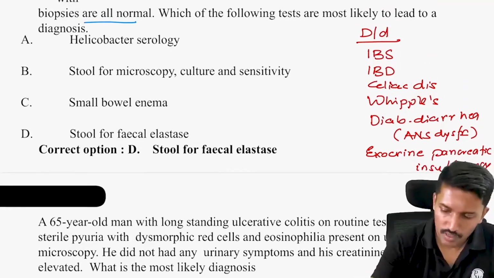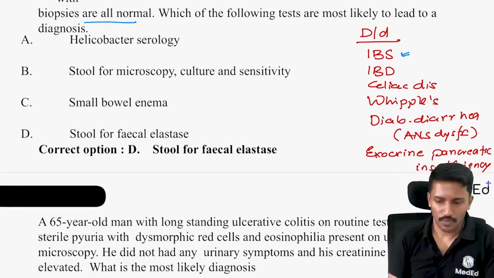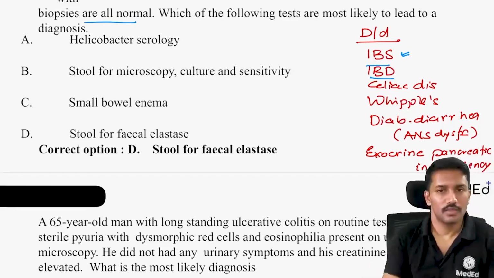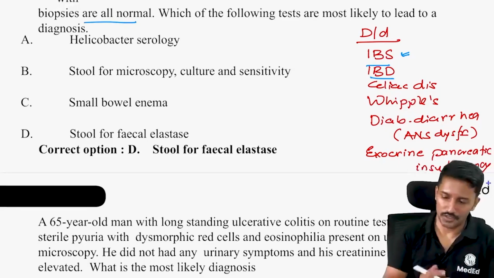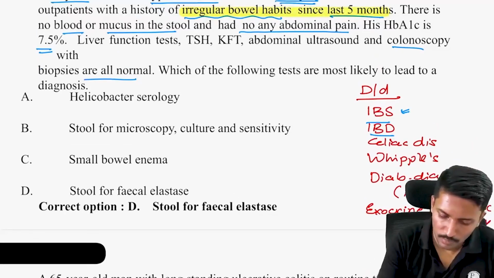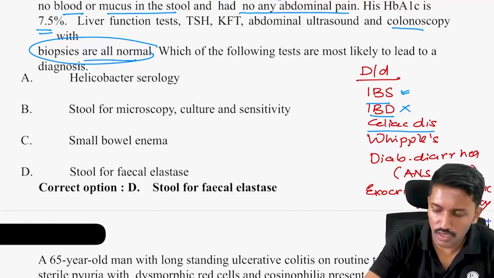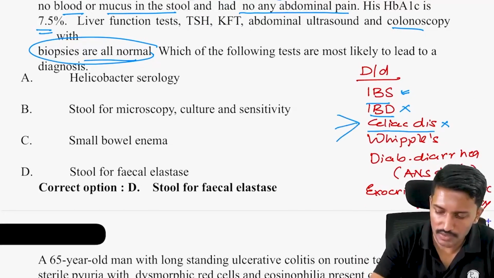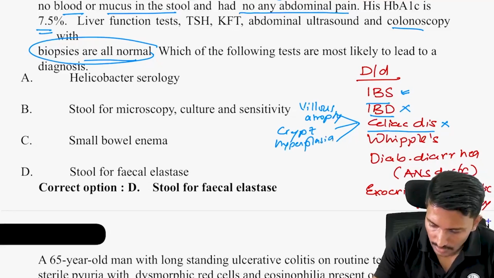Okay. Now IBS is a diagnosis of exclusion, so I have to rule out everything else before I come to IBS. IBD, well, the colonoscopy is a very good initial investigation, and a biopsy would have definitely identified abnormal changes. And because the biopsy here is reported as normal, that rules out IBD. Similarly, in celiac disease, the biopsy would have identified changes. What pathologies would the biopsy have identified in celiac disease? First one, villous atrophy, right? Then crypt hyperplasia, and the last one, you will have intraepithelial lymphocytosis.